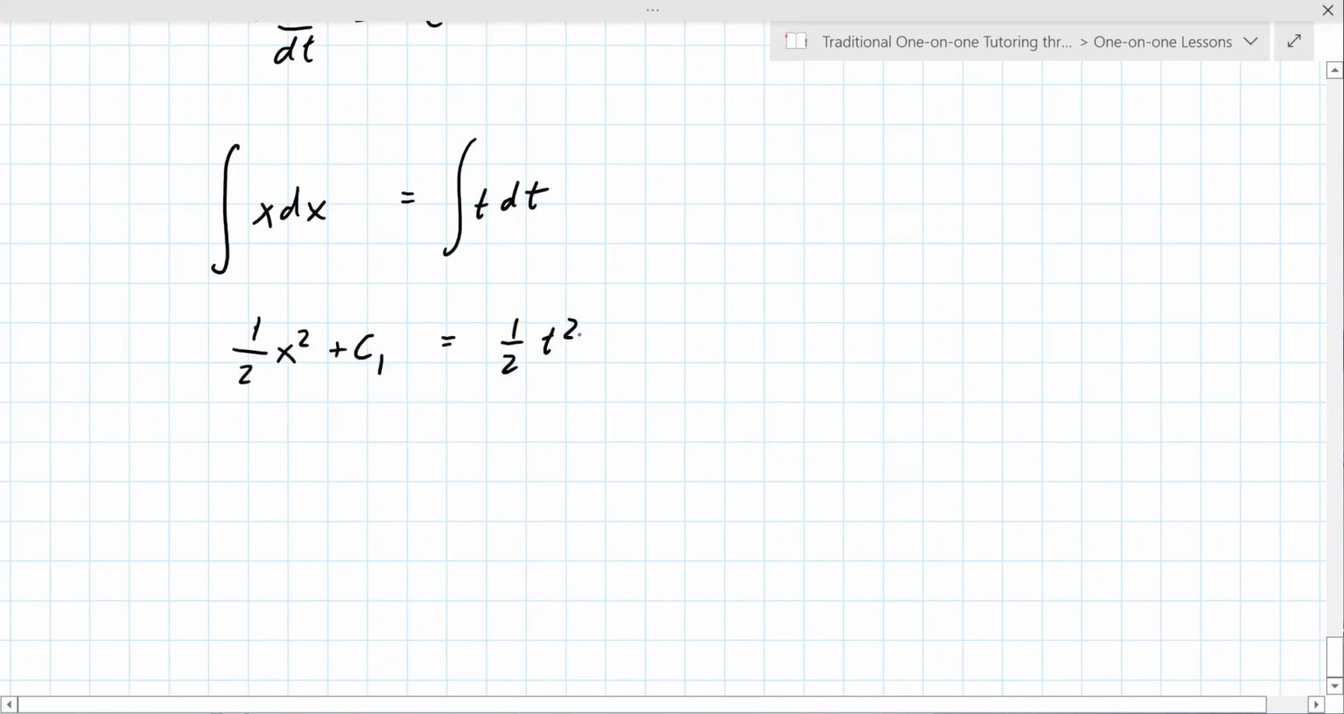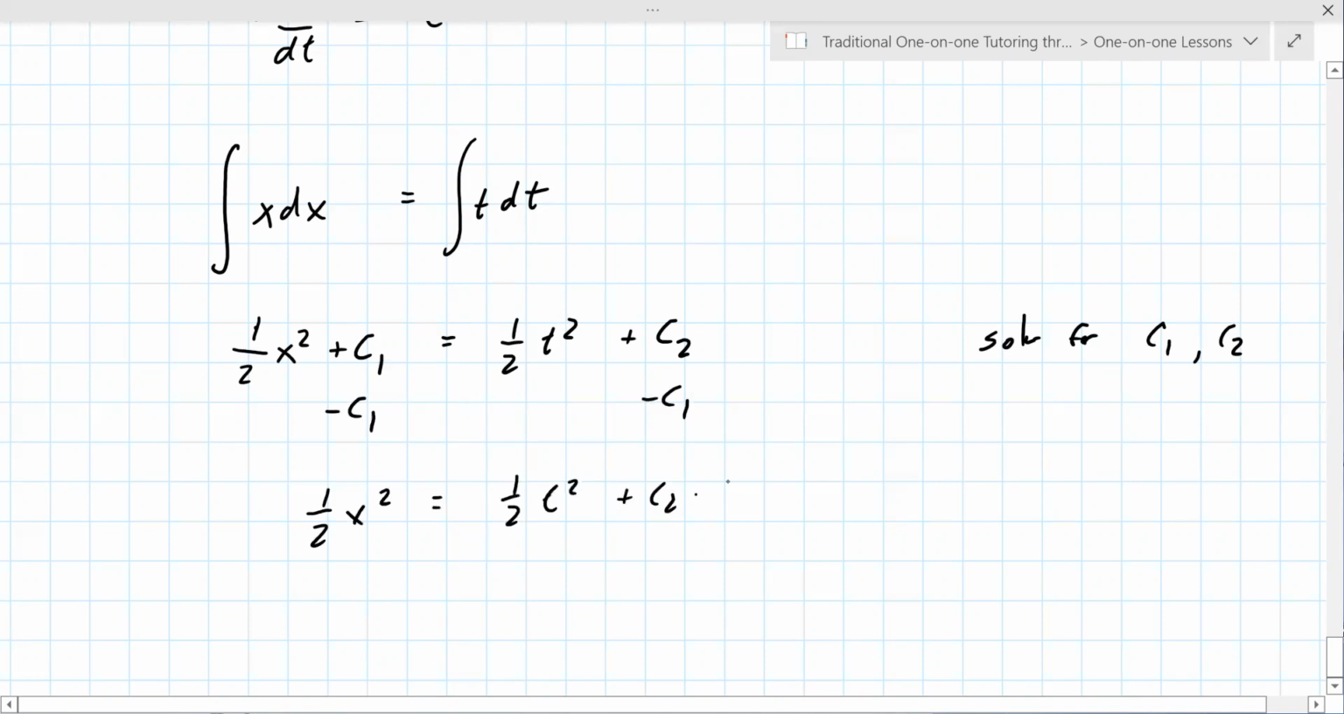1/2 t squared plus c2. Now you're supposed to solve for c1 and c2, but you don't have them. You can move the c1 over and write 1/2 x squared equals 1/2 t squared plus c2 minus c1, and then you can say, well, c2 minus c1 is really c.